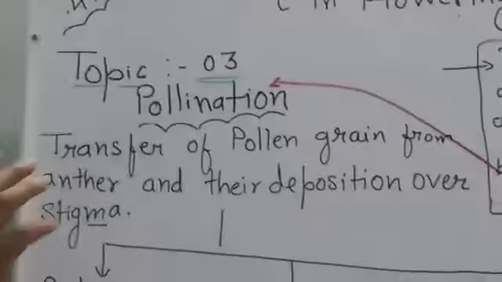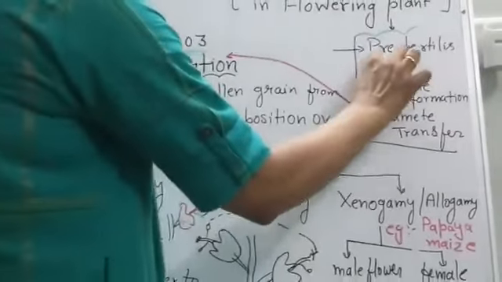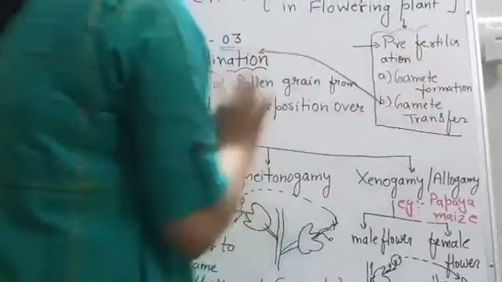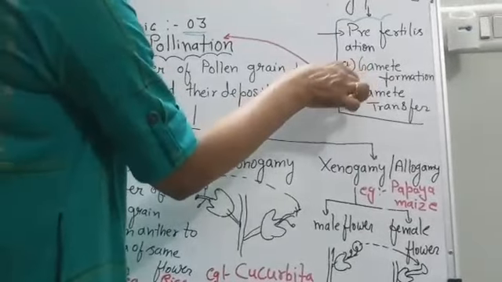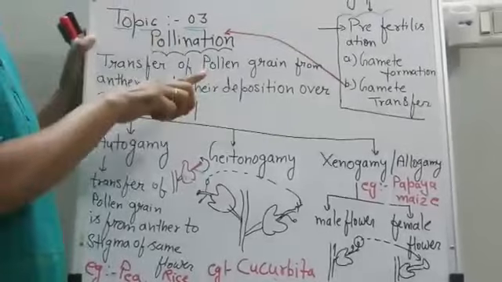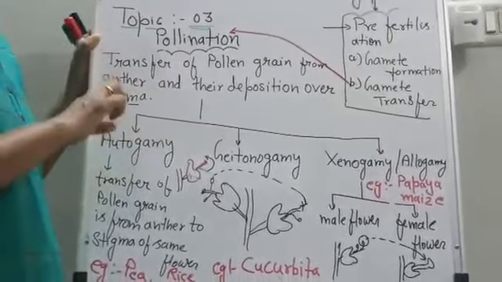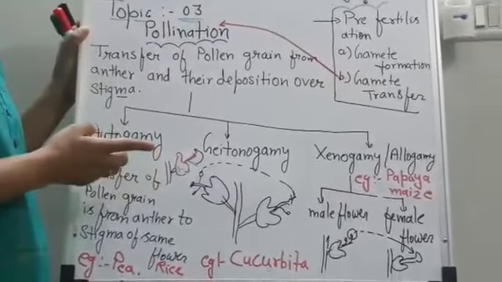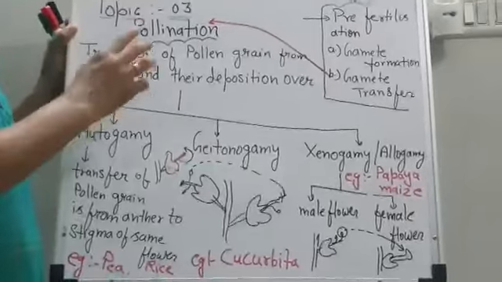This topic, pollination, comes under the pre-fertilization process. In pre-fertilization, there are two main stages we are going to see. First, gamete formation, which we studied as micro and mega sporogenesis: in the pistil and in the anther. It means the female and male gametophyte. Both of these we have studied.